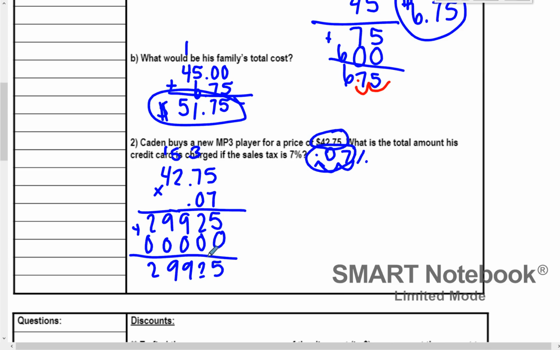All right, now we add back in that decimal. We look up to our problem, and we see 2 decimal places in this number, 2 decimal places in this number, so we should have 2 plus 2 is 4 decimal places in our answer.